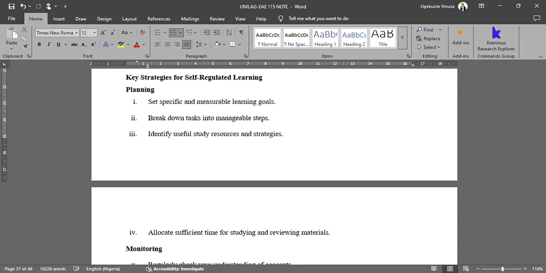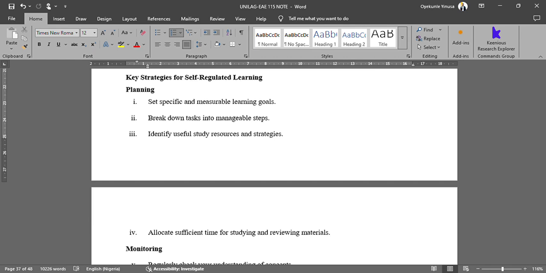Under planning, you must also break down your tasks into manageable steps. If you want to achieve all A's or 4.5 at the end of the semester, it is easier said than done. But what you need to do to achieve that, you must break down those tasks into manageable steps so that as you achieve one, you move to the next step and you'll be happy with yourself, you'll stay motivated.